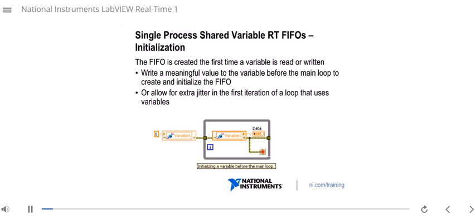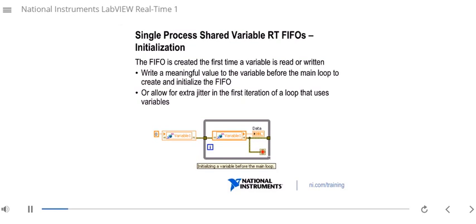Okay, so let's talk about initialization first. The RT FIFO that's in your shared variable is created the first time a variable is read or written. So if we keep this in mind, that means that the first time that we're writing or reading that variable with the RT FIFO, it's going to take a little bit more time. Okay, so there's going to be some delay because it needs to create that FIFO. So one way we can deal with this is you can write a meaningful value to the variable before the main loop to create and initialize the FIFO. And that way the delay is done outside of your main while loop.